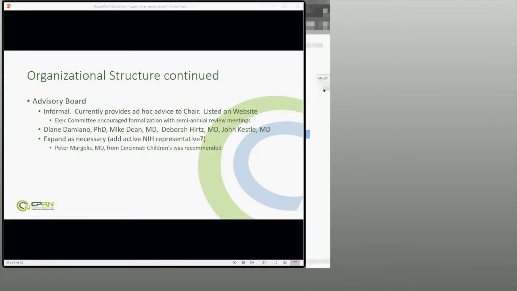We've covered organizational structure and network development. Okay, so we've been leveraging a set of advisors that are available to call on things. It's mostly been like a kitchen cabinet for me. They are listed on the website. Our discussion with the exec committee thought it would be really valuable to have that group get more formalized and sort of review our plans with them on a semi-annual basis.